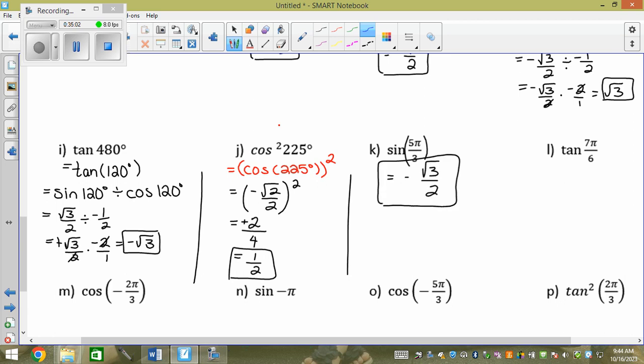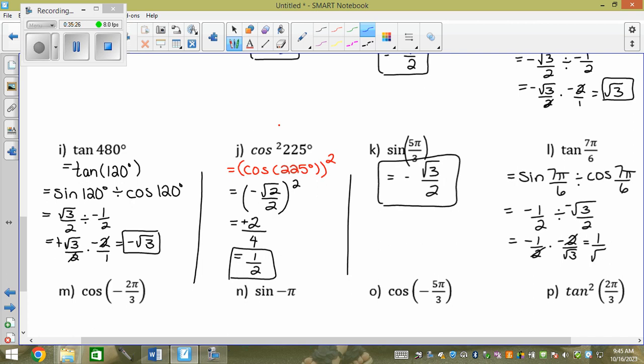60-degree reference angle. Tan of 7 pi over 6 is the same as sine of 7 pi over 6, which is 210, divided by cos of 7 pi over 6, which equals negative a half divided by negative root 3 over 2, which is negative a half times negative 2 over root 3. 2's cancel, and I'm left with 1 over root 3. Am I done? No. I have to rationalize. So I get root 3 over 3.